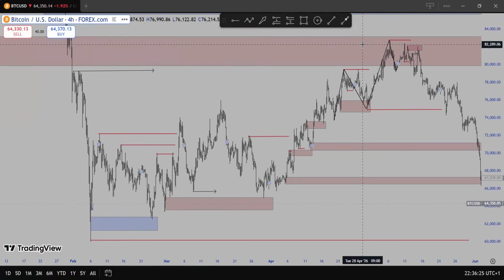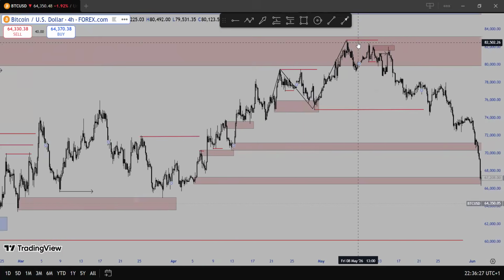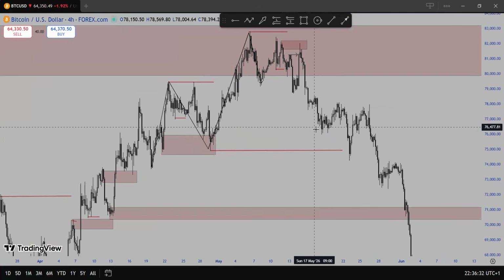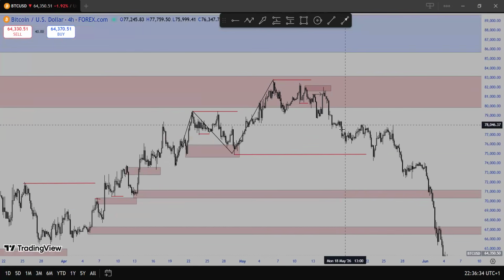Buys until market tapped into a supply zone where we expect what? These sales to come from.